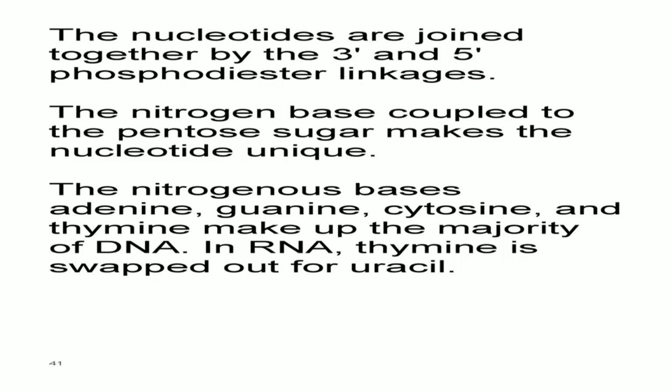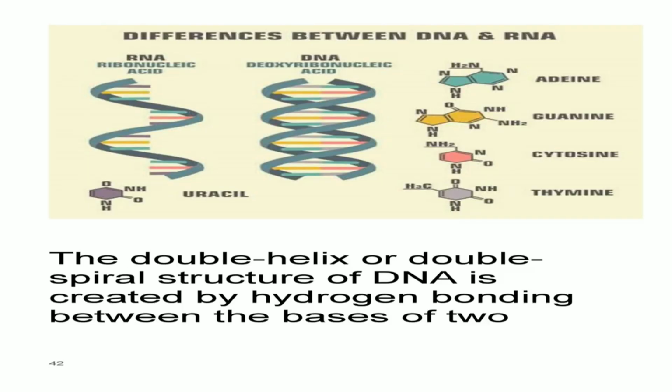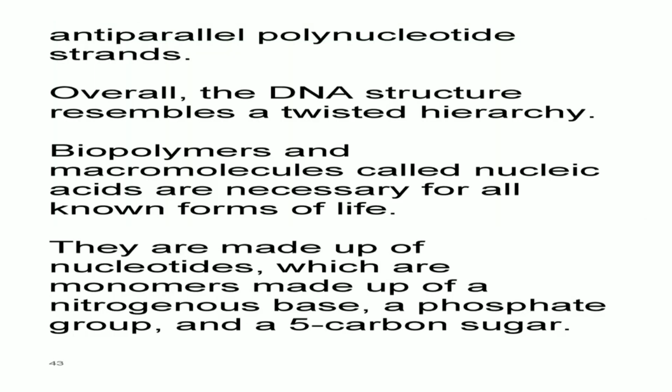The nitrogenous bases adenine, guanine, cytosine, and thymine make up the majority of DNA. In RNA, thymine is swapped out for uracil. The double helix or double spiral structure of DNA is created by hydrogen bonding between the bases of 2 antiparallel polynucleotide strands. Overall, the DNA structure resembles a twisted ladder.